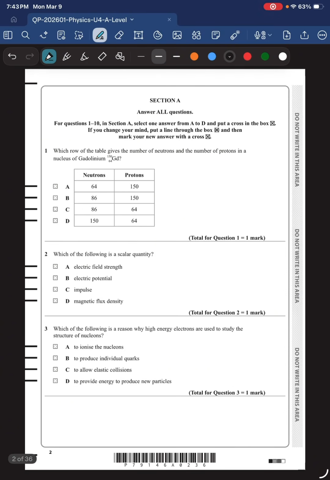So section A, again, 10 questions, multiple choice, 1 mark each. It should take you about a minute to solve, okay? So let's start with 1.